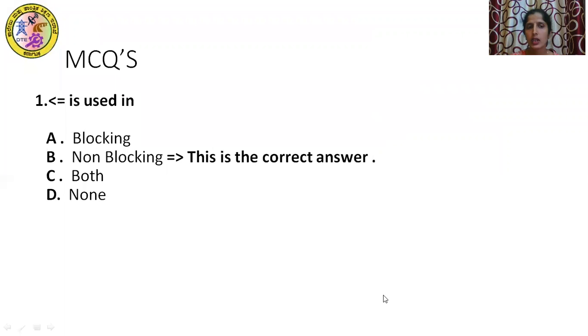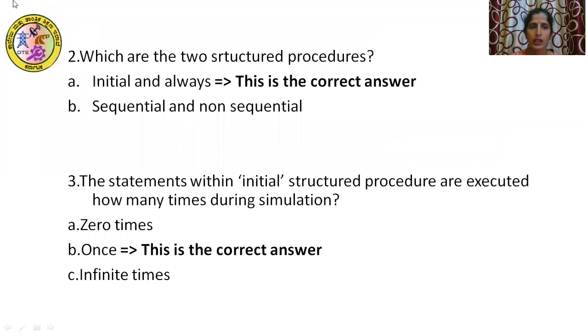So now let us see a few MCQs, what you can expect from these topics from this lecture. So first question: less than or equal to is used as a blocking assignment operator, non-blocking assignment operator, both or none. As we came to know, less than or equal to is used as a non-blocking assignment operator. So this is the correct answer. Let us get into the next question.